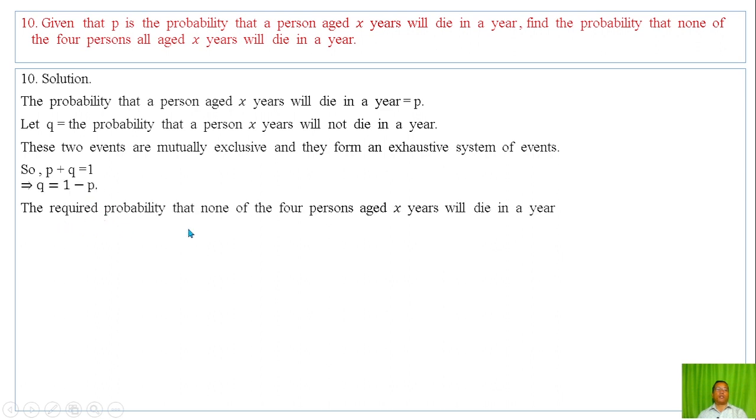The required probability that none of the four persons x years old will die in a year is 1 minus p into 1 minus p into 1 minus p into 1 minus p, that is 1 minus p whole power 4.